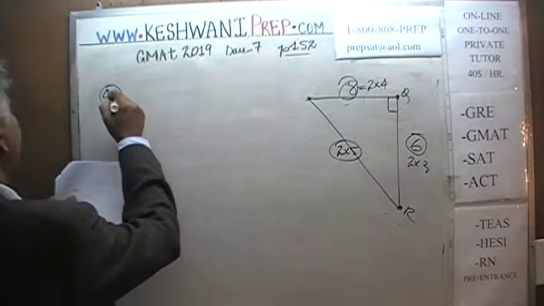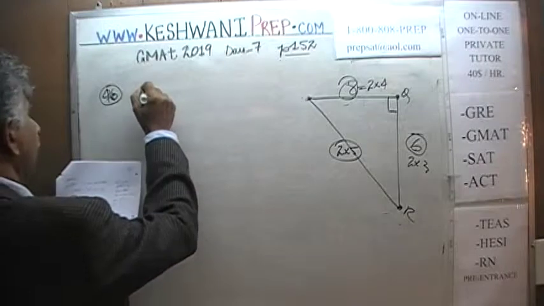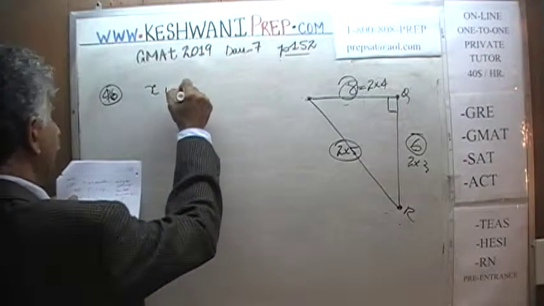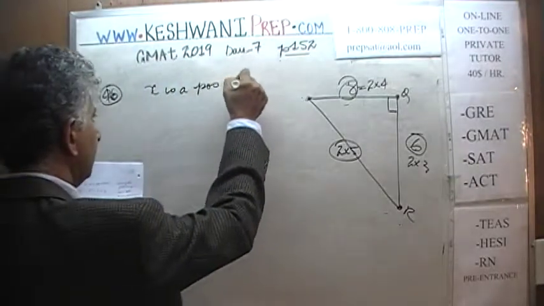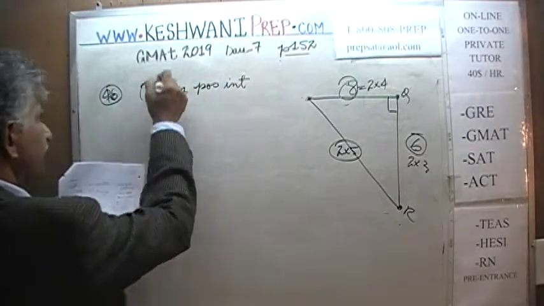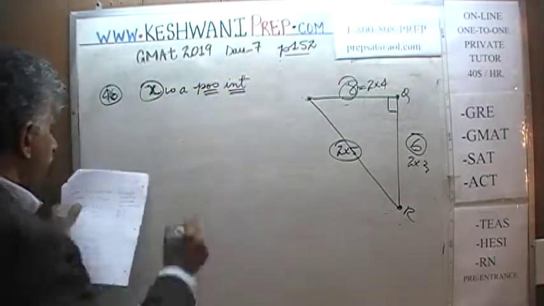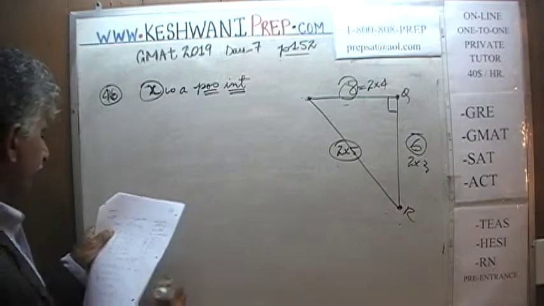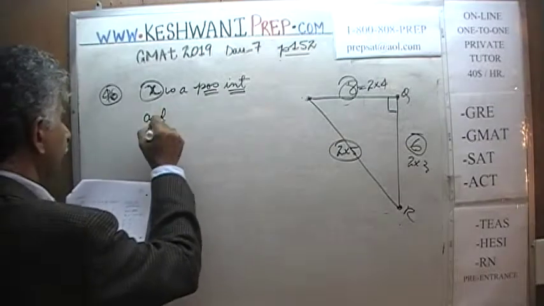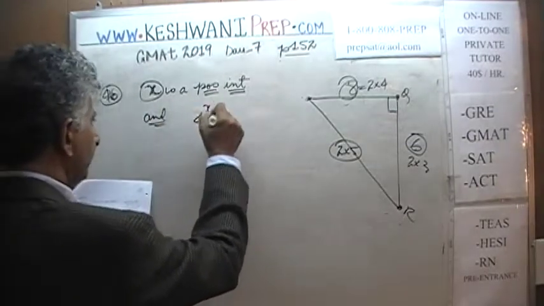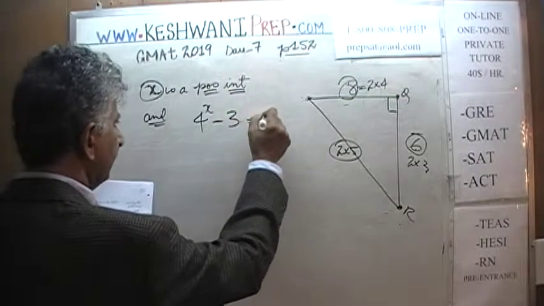So this was number 46. X is a positive integer, we are told. You have to keep that in mind. X has to be a whole number, and not only is it a whole number, but it has to be positive. And we are told that 4x minus 3 equals y.